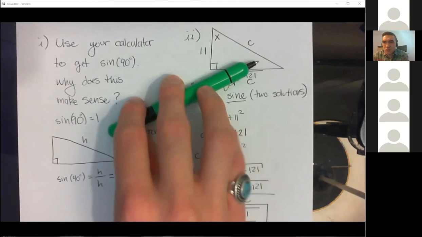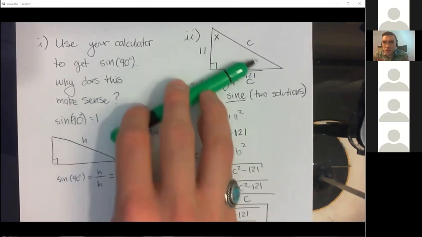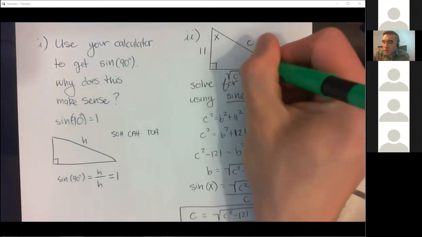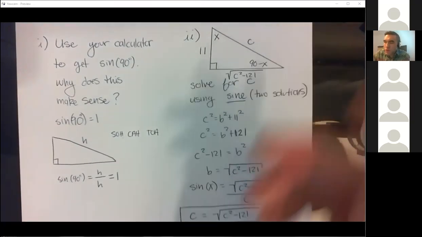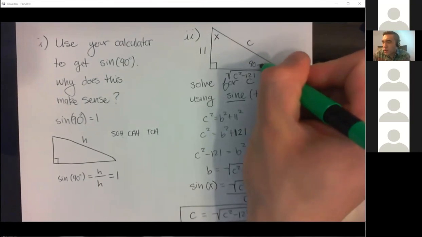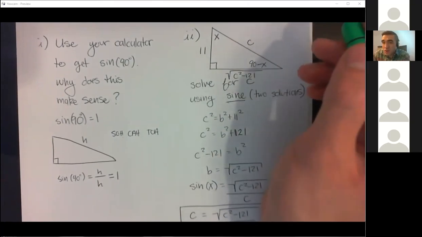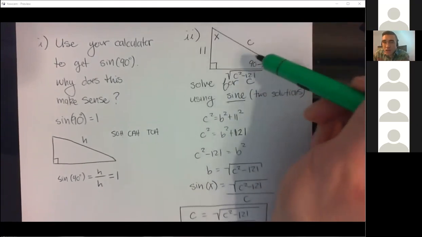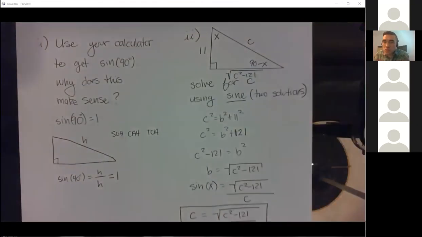You don't know that. If this is x and these two add up to 90, what does this have to be? 90 minus x. If you have one angle of a right triangle, the other acute angle has to be 90 minus that angle. If one is 30, the other is 60. If this is 1, this is 89. This equation is what locks these two together.